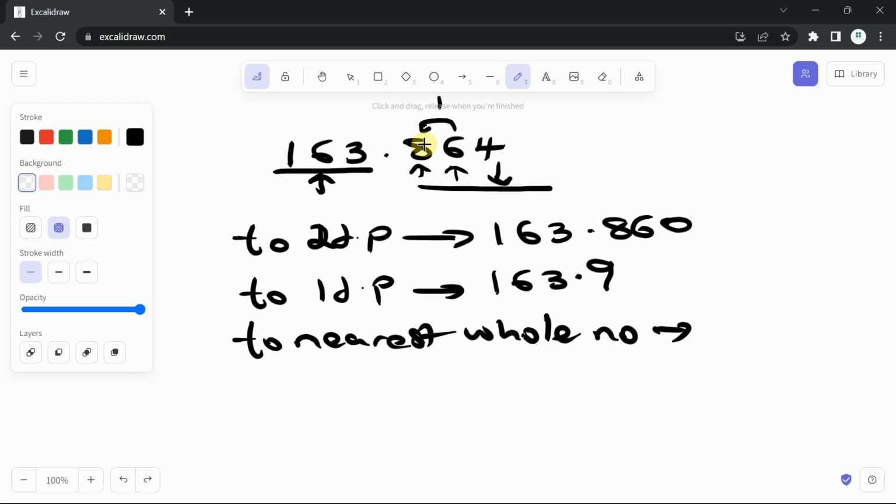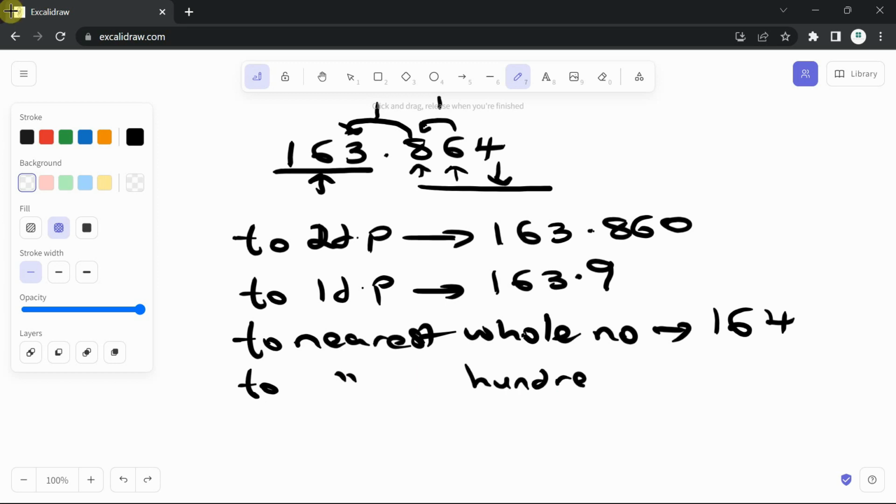Is the first value in the decimal part up to 5? Yes, it is 8. Because it's up to 5, I'm going to add 1 to the last value of the whole number part. So I'm going to increment this 3 to 4. So to the nearest whole number, that will be 164. Great. And they now said the next one is to the nearest 100.